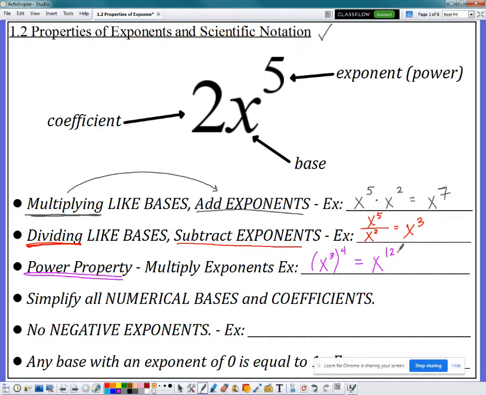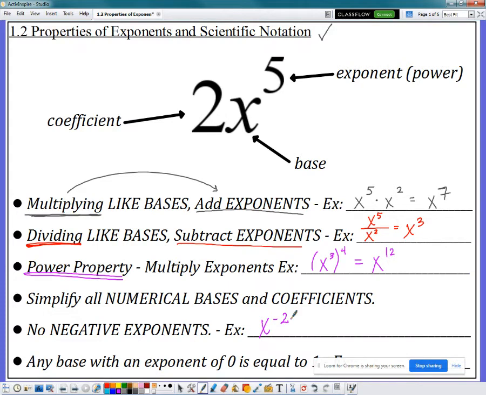Also, you want to simplify all numeric bases and coefficients. We're going to get into that more on the next slide. Also, in math, one of the big things is you cannot have a negative exponent. So no negative exponent. So what does this mean? This means if you have an exponent, let's say you have x to the negative 2. You cannot have a negative 2 exponent.